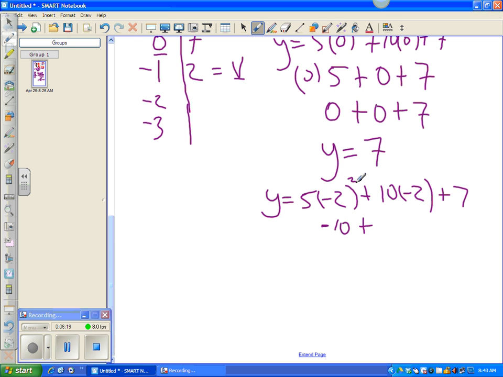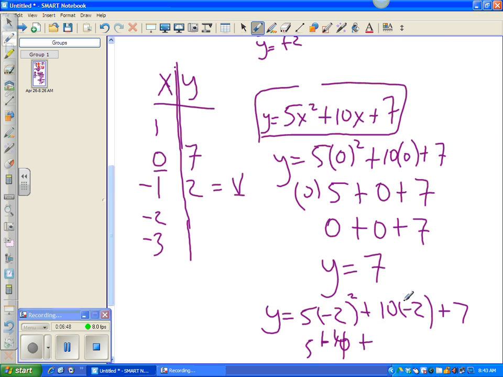Negative 2 squared gives me positive 4, times 5 gives me positive 20, plus 10 times a negative 2 gives me a negative 20, plus 7. Negative 20 plus a negative 20 gives me 0, plus 7 gives me 7, which gives me y is equal to 7. Now everybody's going to go, wait a minute, how come I got the same answer for both of these? This doesn't make any sense.